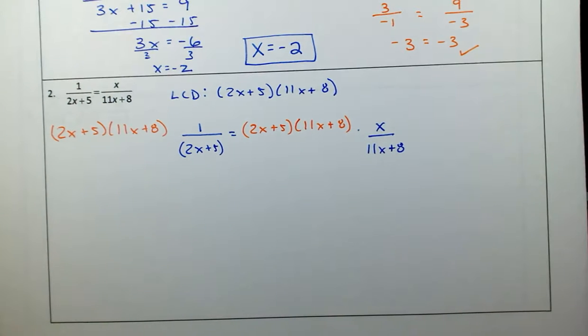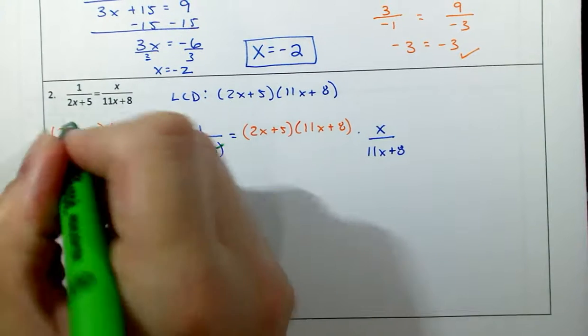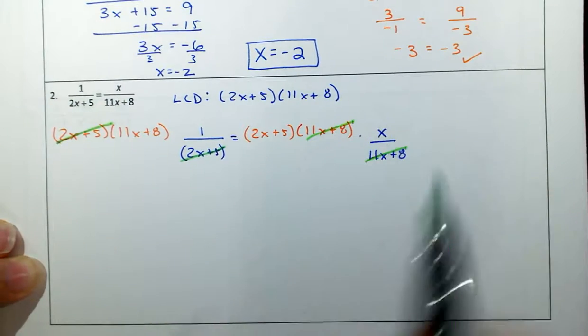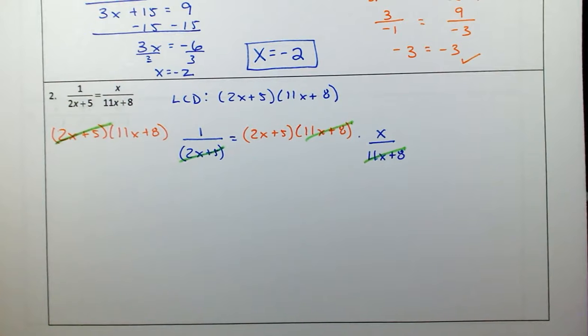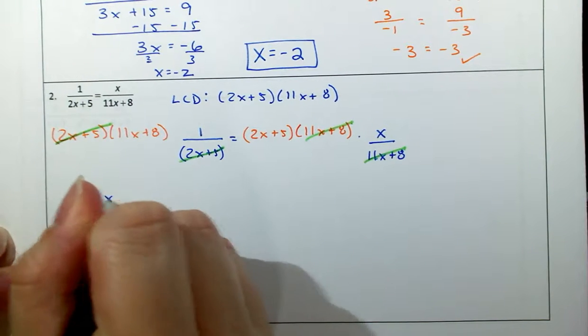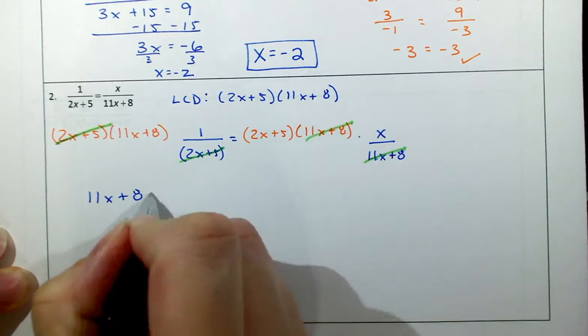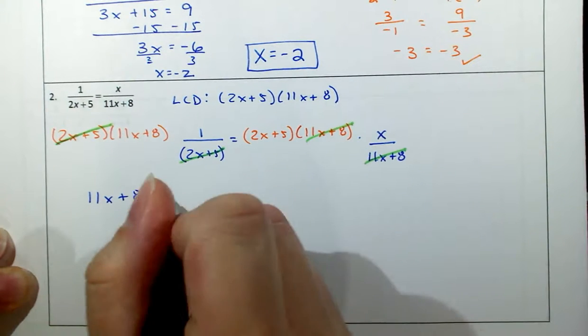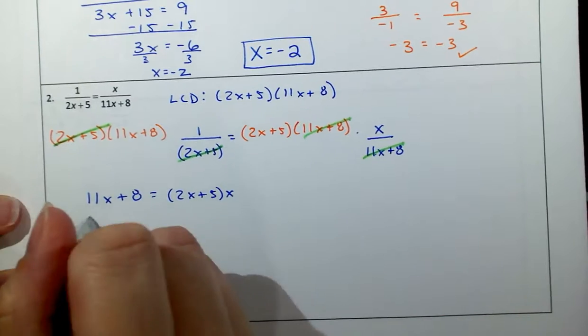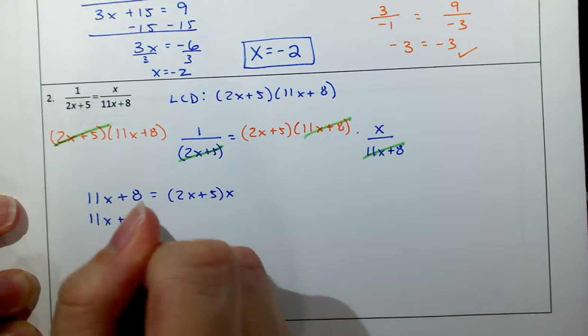So again, we're going to see what they have in common. Now, if the denominators don't cancel out, then you don't have the correct least common denominator. Okay, here the 11x plus 8 cancels out with that. So we're left with this 11x plus 8 times 1, which is just 11x plus 8, equals 2x plus 5 times x. So now it's a matter of multiplying it out.